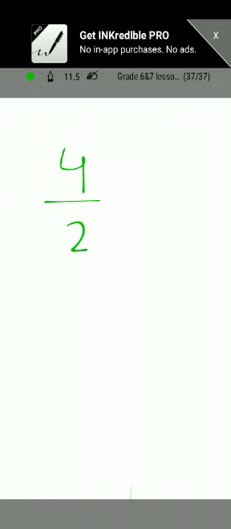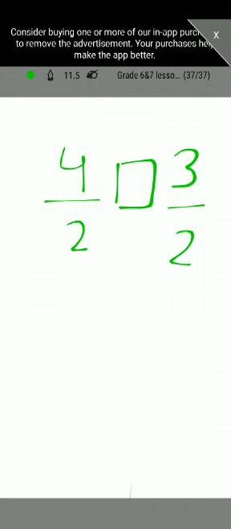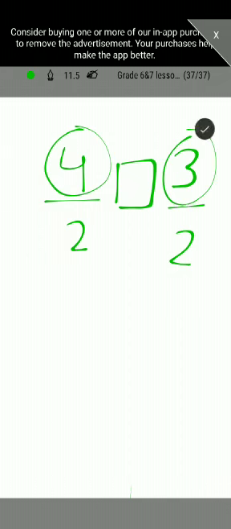4 upon 2 and 3 upon 2. Now in these two fractions, you can see that we have like denominators. The denominators here are the same. So when you have the same denominators, we compare the numerators, 4 and 3. We need to see which one is bigger. Since 4 is bigger than 3, we put the bigger than sign here. 4 upon 2 is bigger than 3 upon 2.